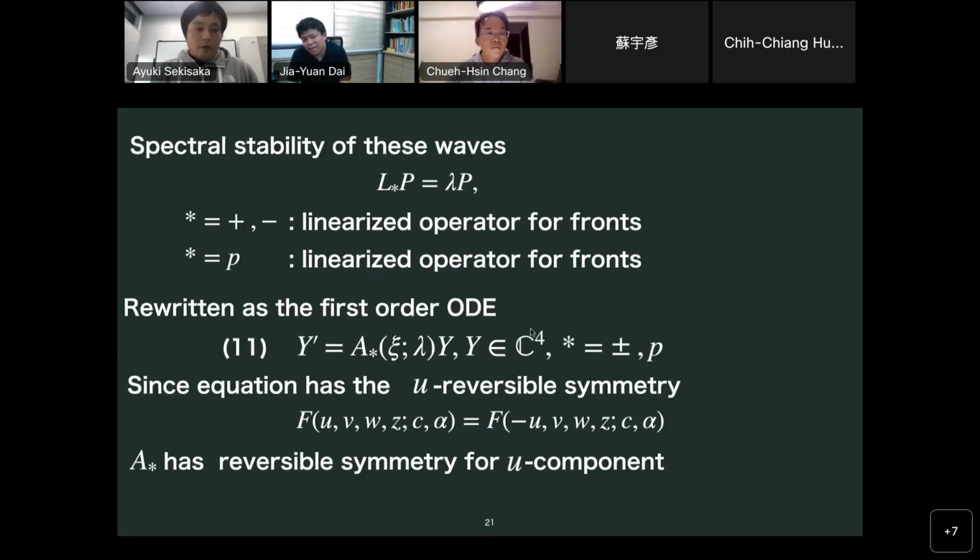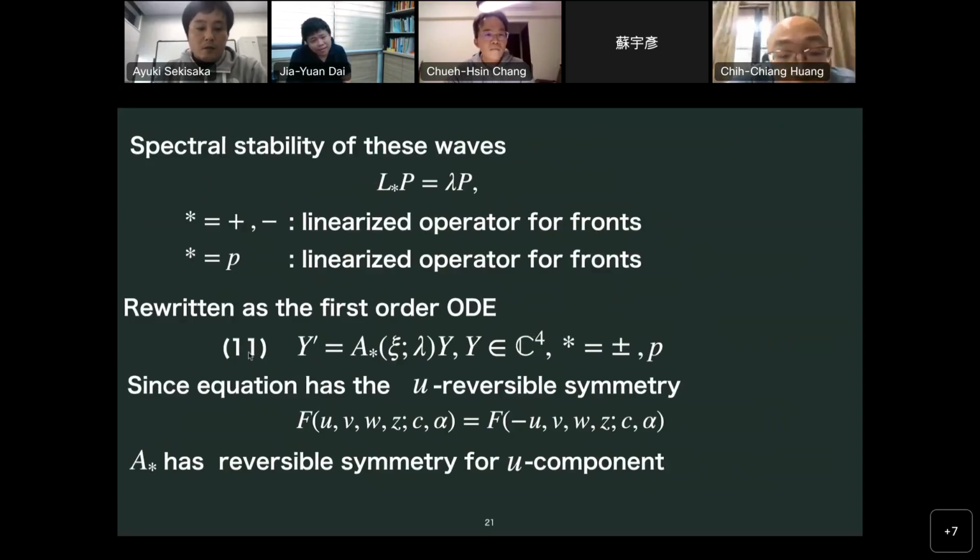So we can rewrite this as first order ODEs, equation 11. The equation has a reversible symmetry over the U component, and A star also has a reversible symmetry for the U component. We remark that these have this symmetry.